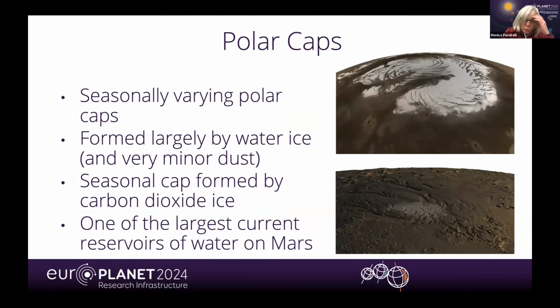Mars has also, we should notice, polar caps, which are seasonally varying. I was mentioning that Mars has seasons. They are mostly formed by water ice and some dust. Then there is a seasonal cap, very thin, formed by carbon dioxide, but the water ice part is if not the largest reservoir of water on the planet.